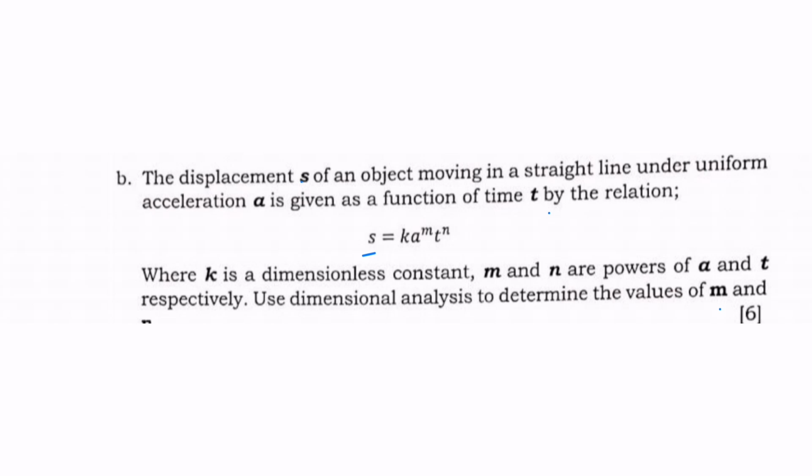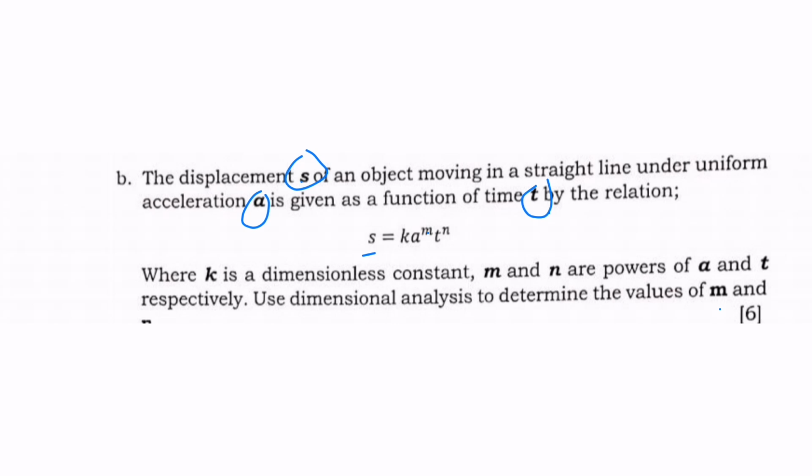So what should you do? You know that s, the displacement, is categorized as what? S. That is the key. And also you know that acceleration is a, and t is time. How can you find those powers m and n? What should you do? So first thing you need to do, you need to categorize those.